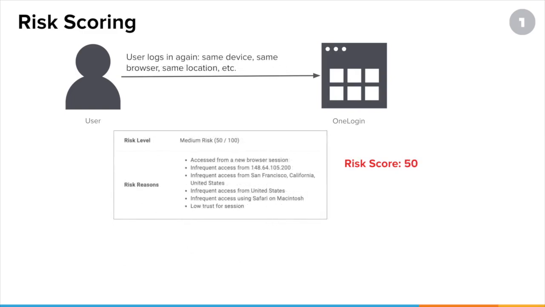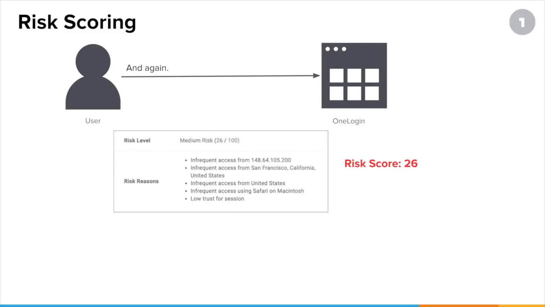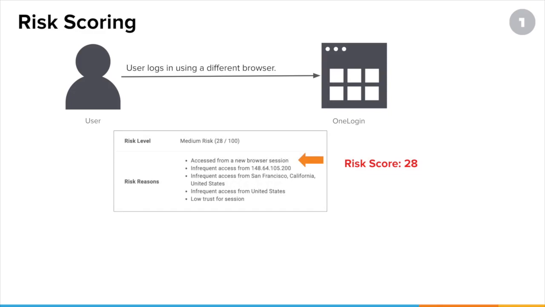As the user logs in again and again from the same machine, using the same browser at the same time of day, etc., their normal login behavior is determined and the risk score goes down. If the user logs in, say, using a different browser or from a different location, the risk score will increase.